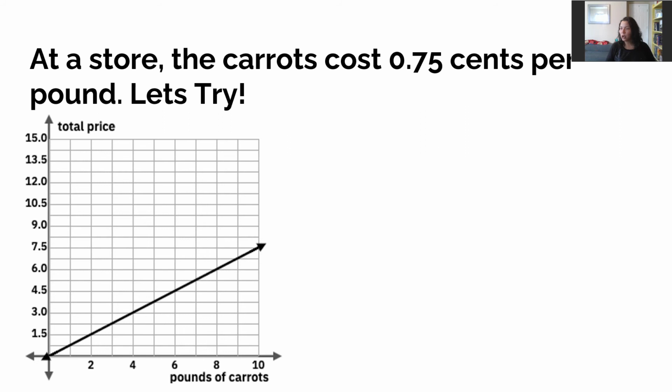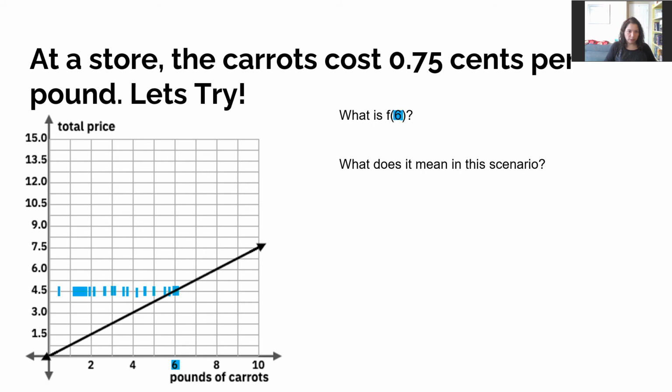So first question, f of 6. What's my input? 6. Let's find 6. Okay, there we go. So what does this mean in this scenario? Well, just like last time, I came over to my input to where it's 6, and it looks like that would mean that 6 pounds of carrots cost $4.50. Oh, look, there we go.